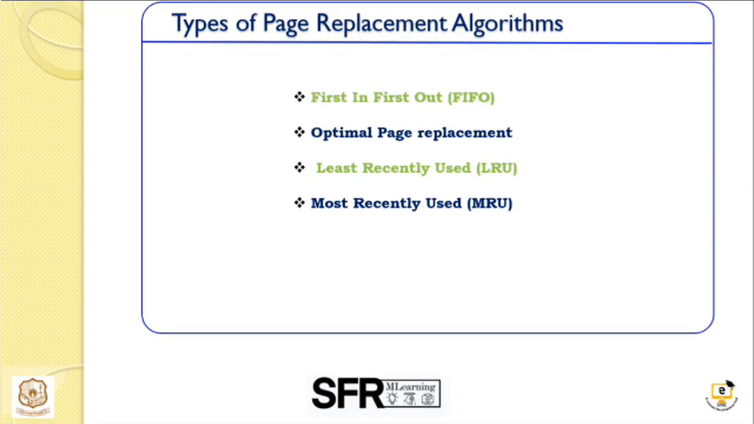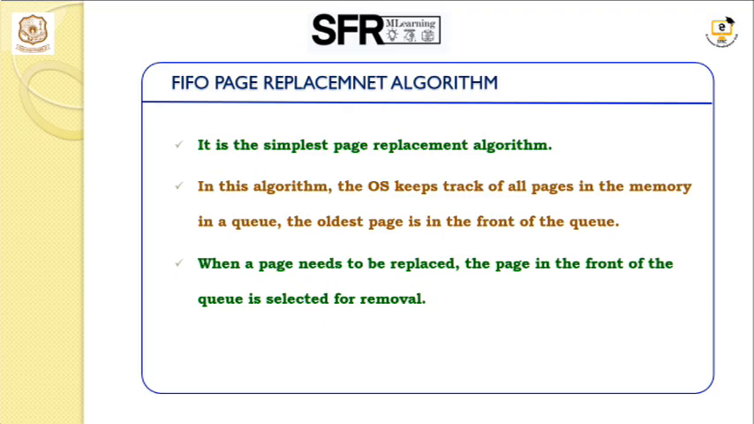First in first out. As the name implies, it is the simplest page replacement algorithm. From the name itself we could find out it is very simple, which means whichever page comes first will be served first. This is a simple introduction. In this algorithm the OS will keep track of all the pages in a memory in a queue. The oldest page will be kept on the front of the queue. Whenever a page needs to be replaced, the page in the front of the queue is selected for removal and hence the swapping will happen.